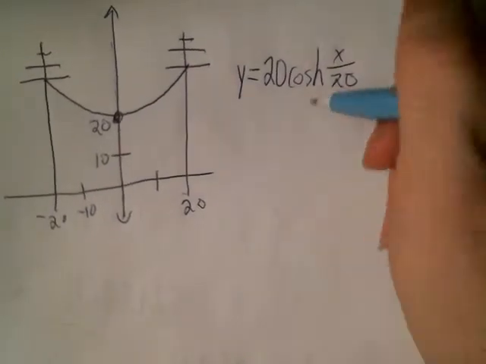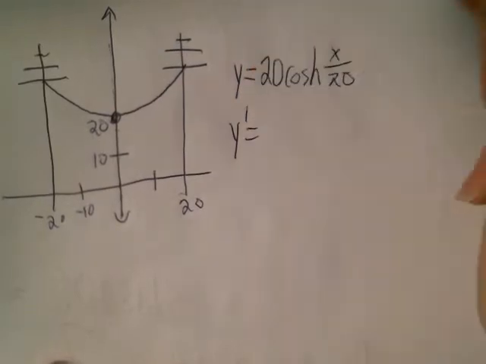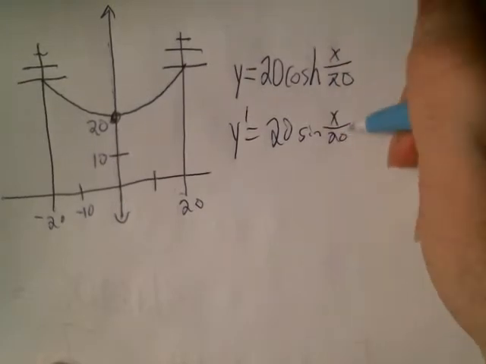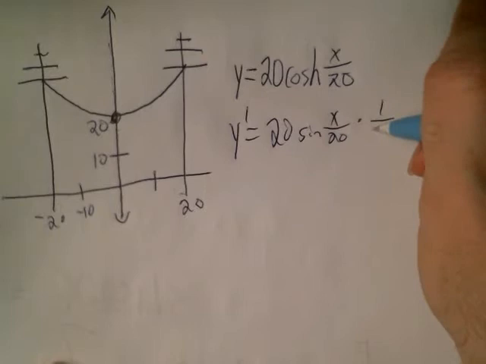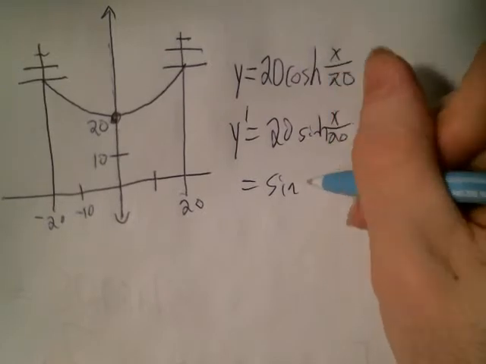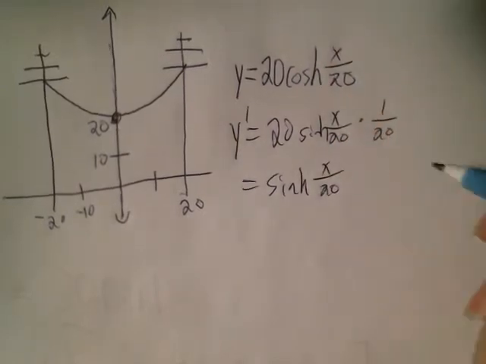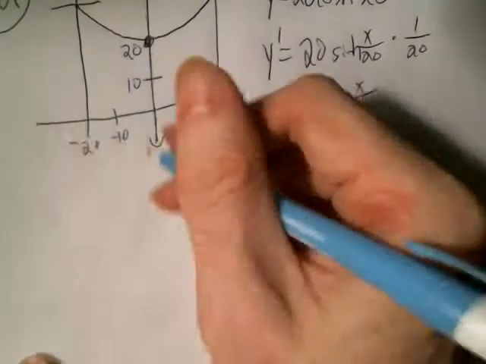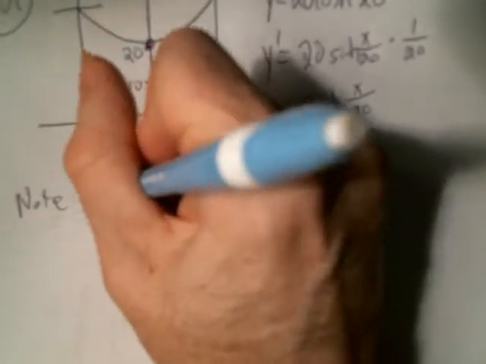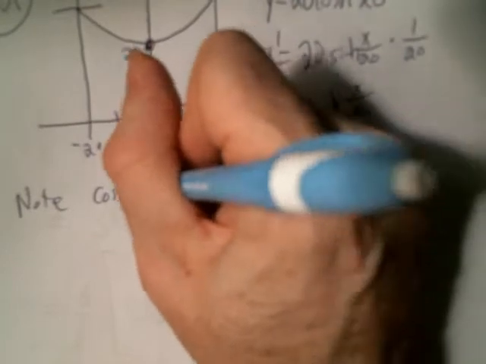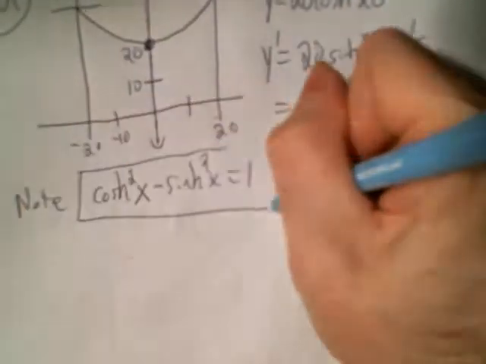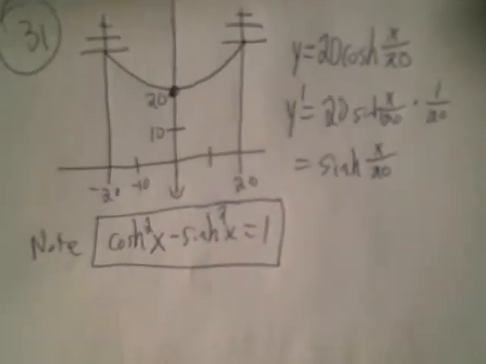Okay, so to use our arc length formula, I need the derivative of this thing. So y prime is going to be 20 sinh of x over 20 times the derivative of the guts. So times 1 over 20. 1 over 20 times 20 is just 1. So I got sinh of x over 20. Okay. One other thing we need is an identity. And so just note our sort of Pythagorean counterpart for hyperbolics would be cosh squared x minus sinh squared x equals 1. So we'll probably need that eventually.